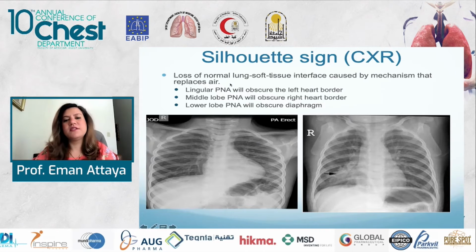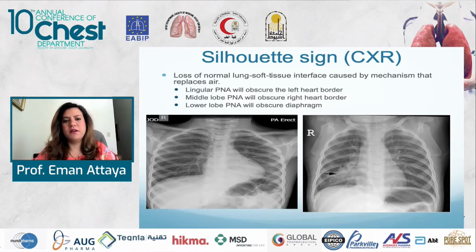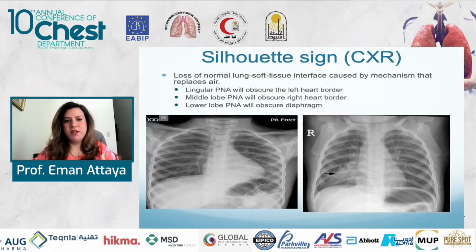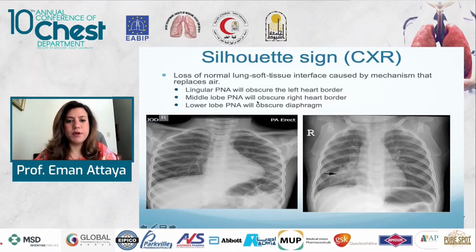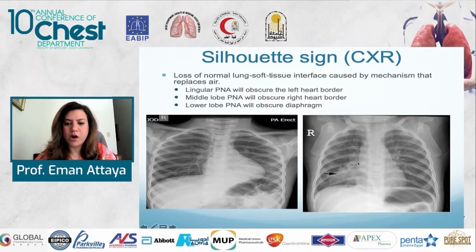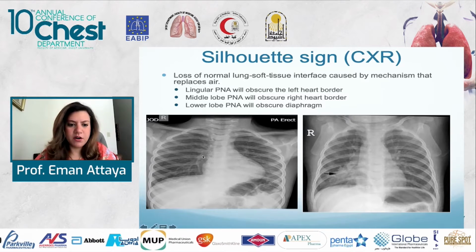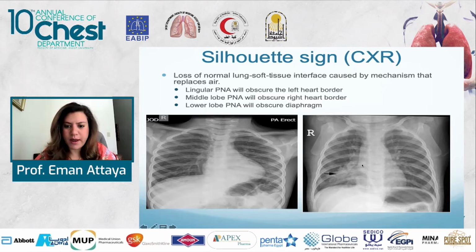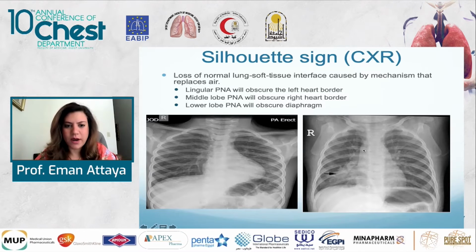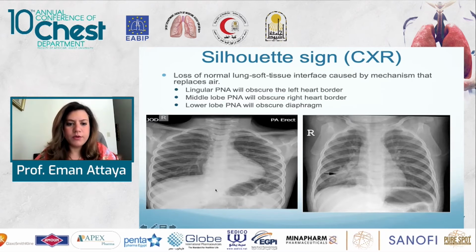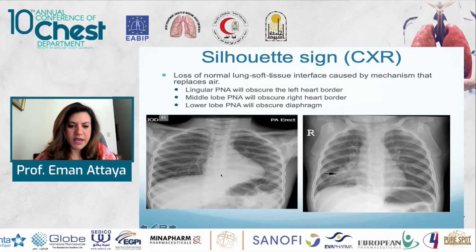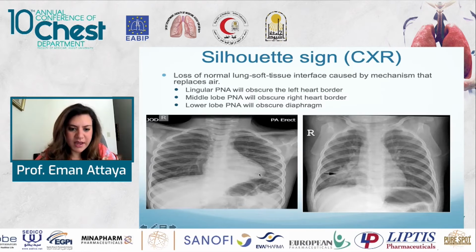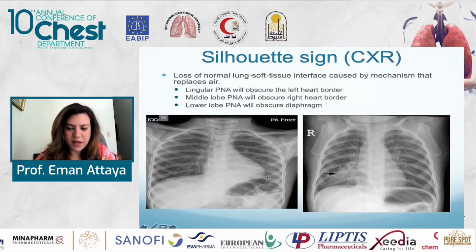So again, this is not specific for pneumonia. You can also have this with atelectasis. For example, let's say you have a middle lobe pneumonia, it will obscure the right heart border. So here's a normal right heart border, and now that we have a pneumonia, we can't see that right heart border. A lower lobe pneumonia will obscure the hemidiaphragms. Do you see how there's an opacity right here, and we can't see that medial aspect of that left hemidiaphragm very well?